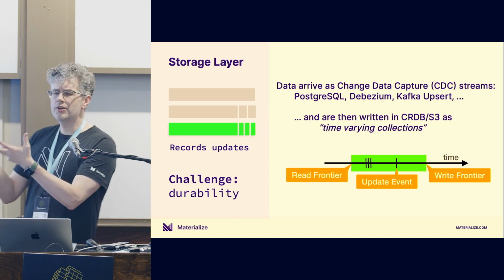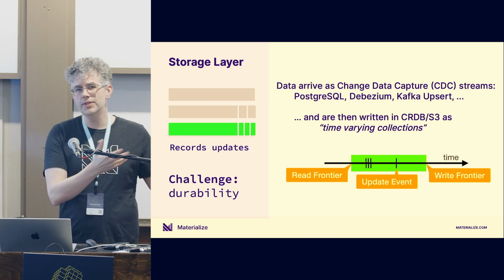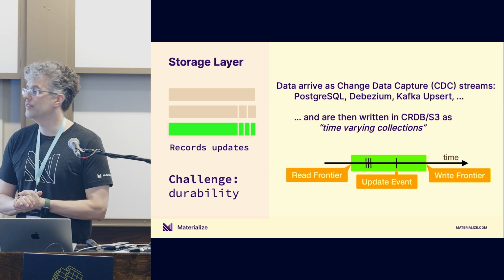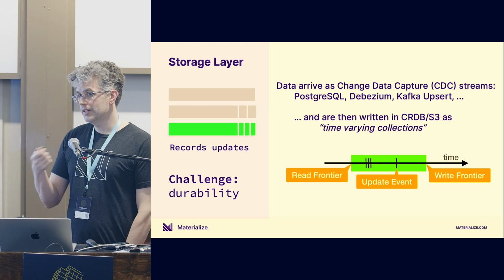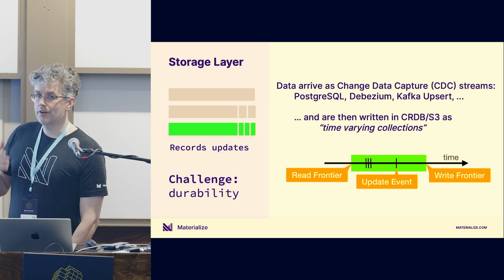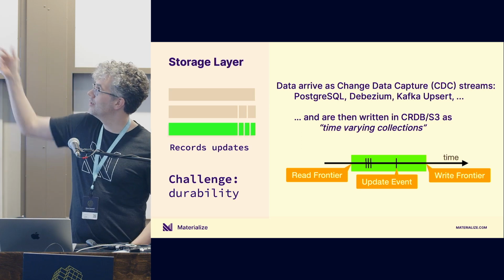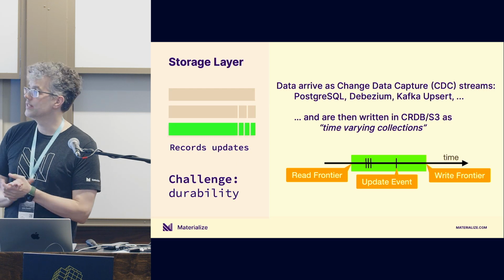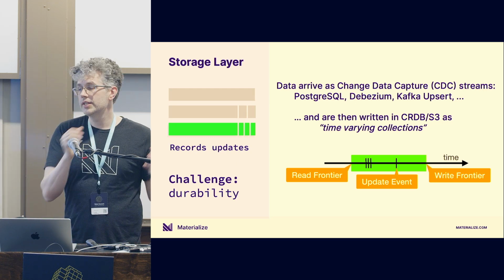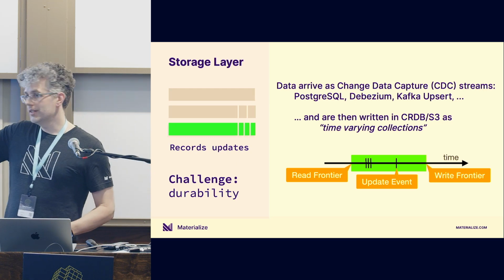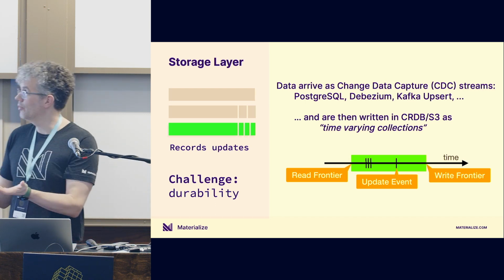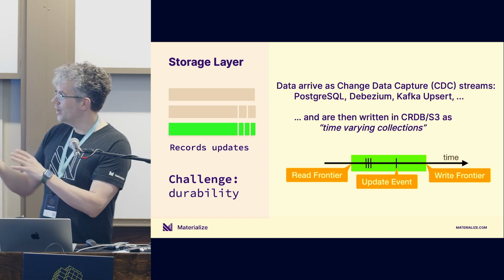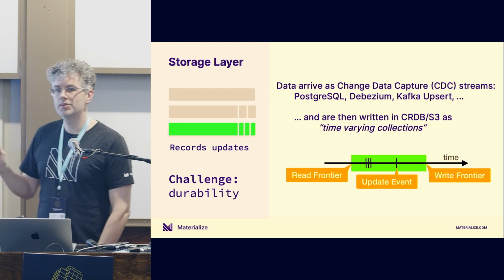So the storage layer, the main challenge here is durability. Folks show up with updates from outside the system, and the storage layer needs to make sure to write them down and be able to reproduce them exactly as recorded, arbitrarily far into the future. Data arrive as change data capture streams. You can think of this as potentially Debezium, a Postgres replication log, various Kafka representations. Basically, folks show up and explain how their data change in a way that is meant to be unambiguous, and we write it down as we see it.